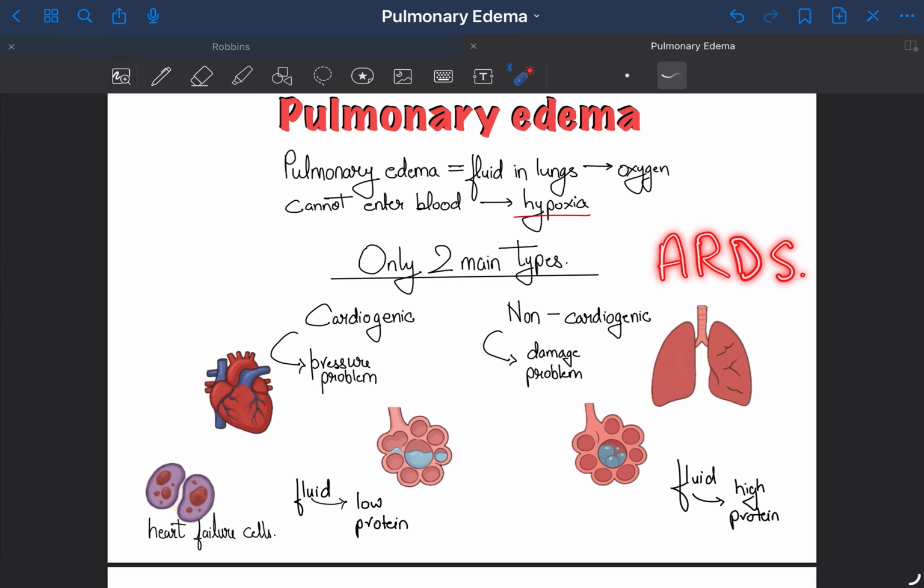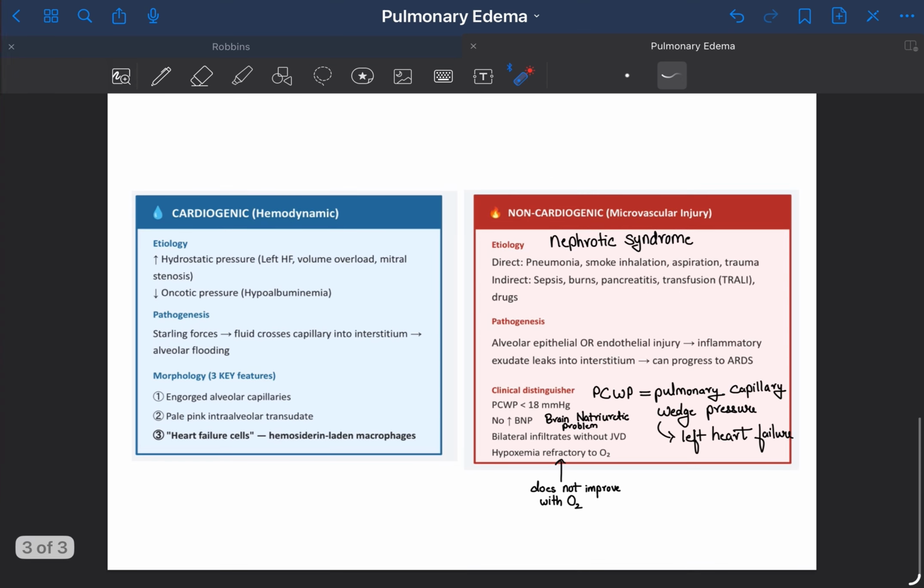We are going to learn about this. I'm going to make a video on this too. The clue over here is severe hypoxia that doesn't even improve with oxygen. Now let's understand it with the medical terms.